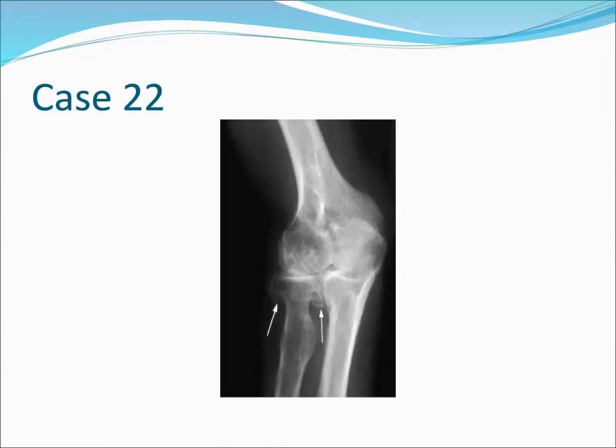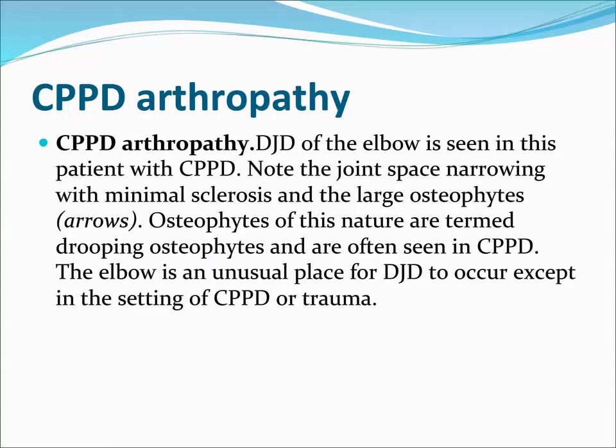CPPD arthropathy. Degenerative joint disease of the elbow is seen in this patient with CPPD. Note the joint space narrowing with minimal sclerosis and the large osteophytes, arrows. Osteophytes of this nature are termed drooping osteophytes and are often seen in CPPD. The elbow is an unusual place for DJD to occur except in the setting of CPPD or trauma.